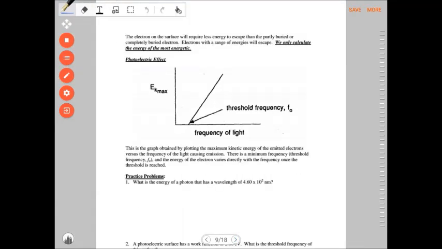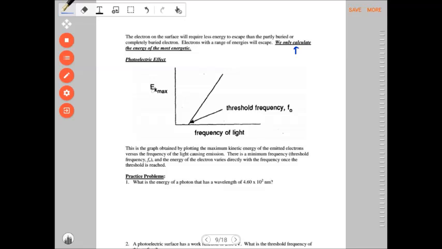The electron on the surface will require less energy to escape than a partially buried or completely buried electron. Electrons with a range of these energies will escape. We only calculate the energy of the most energetic, the maximum energy. So that's that. Now let's look at some graphs for these things.